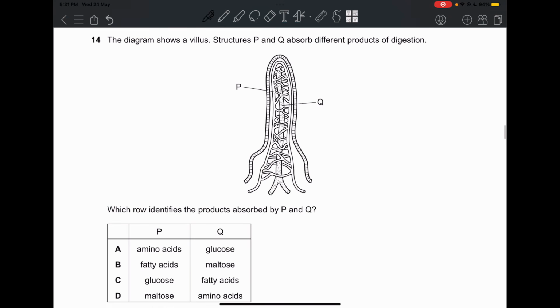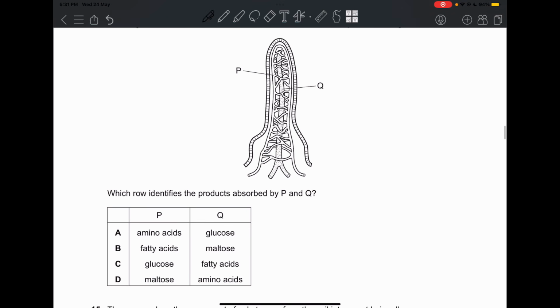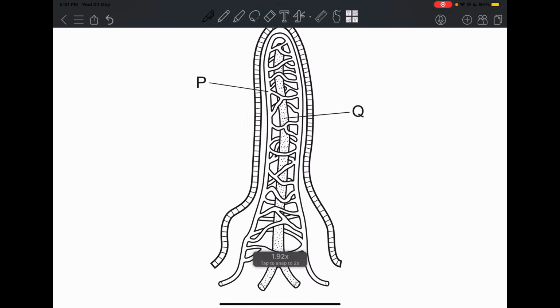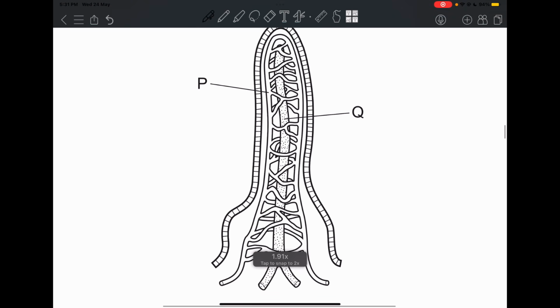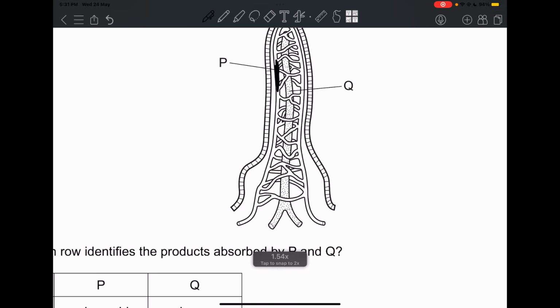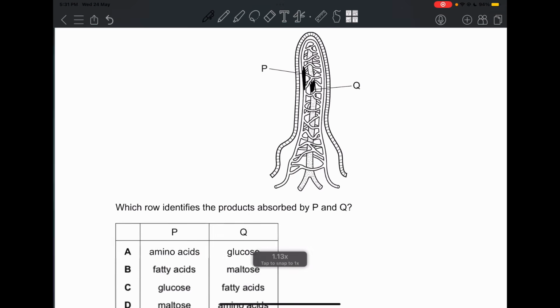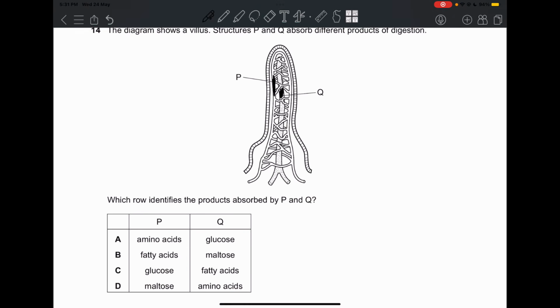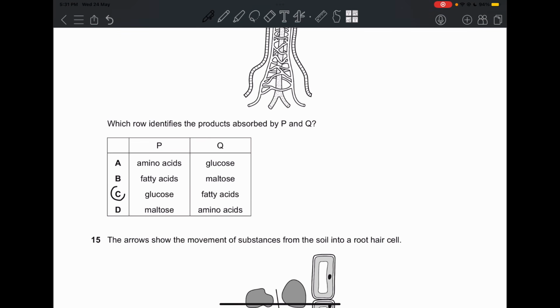14. The diagram shows a villus structure. P and Q absorb different products of digestion. Which row identifies the products absorbed by P and Q? Here in P, the glucose is going to be absorbed in this area. And Q, which is this area over here, it's going to be the fatty acids inside. So our answer is going to be C.